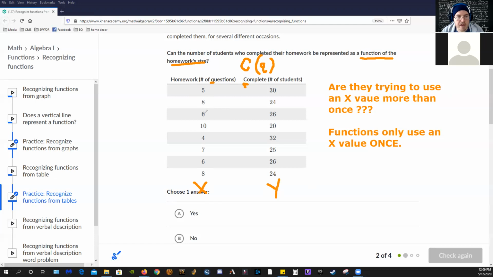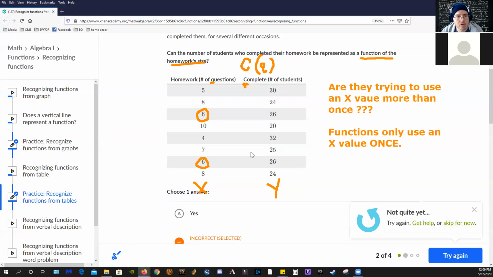Okay, so 5, 8, 6, 10, 4, 5. Look right there. Bingo. They tried to use 6 twice, and that is no good. What? It shouldn't be. They're trying to say these are the x values? Hang on.